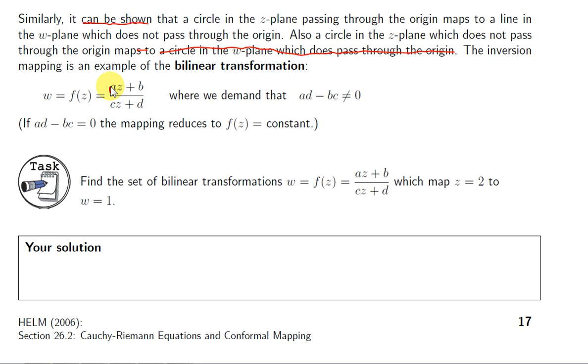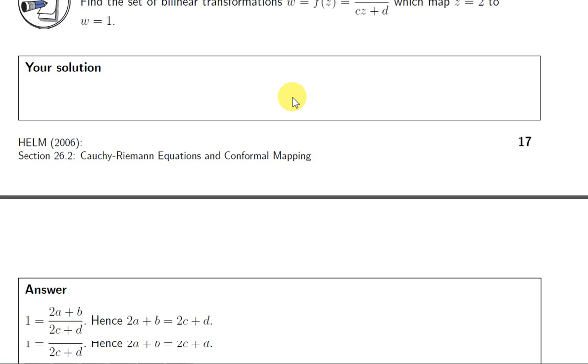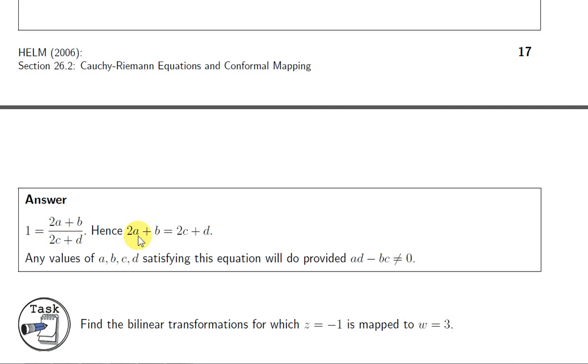We can set A equal to 0 and say B equal to 1. Then if C is 1 and D is 1, then we have our inversion mapping, just 1 over Z. Suppose we want a bilinear transformation that maps the complex number z equals 2 to the complex number 1. Well, we just plug 2 in for z and we have to get out w equals 1. So we get this equation here. So we can use any values a, b, c and d to satisfy this equation. But also, of course, we have to avoid the constant mapping, so we need this condition.